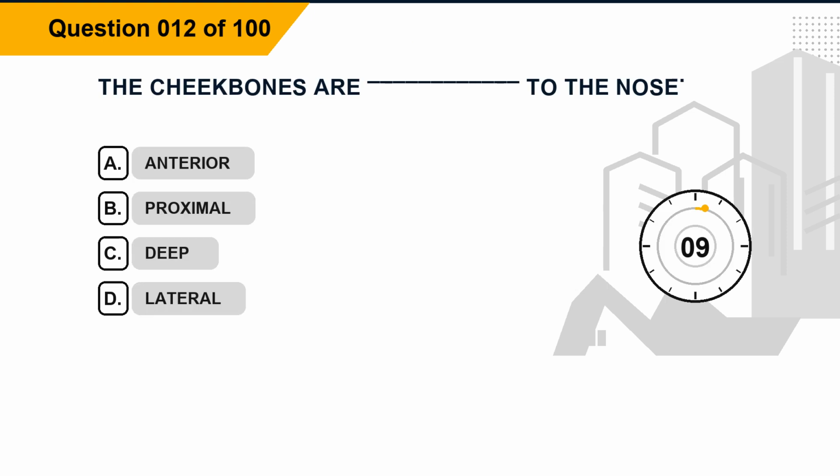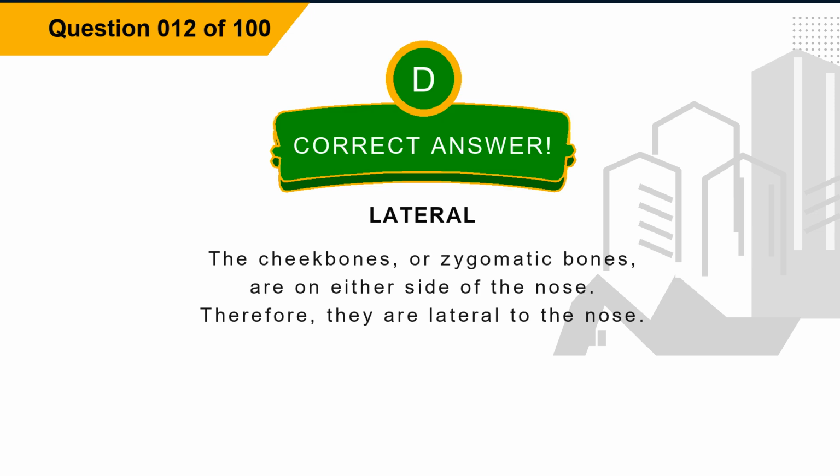Question 12. The cheekbones are blank to the nose. Option A. Anterior. Option B. Proximal. Option C. Deep. Option D. Lateral. The correct answer is option D.